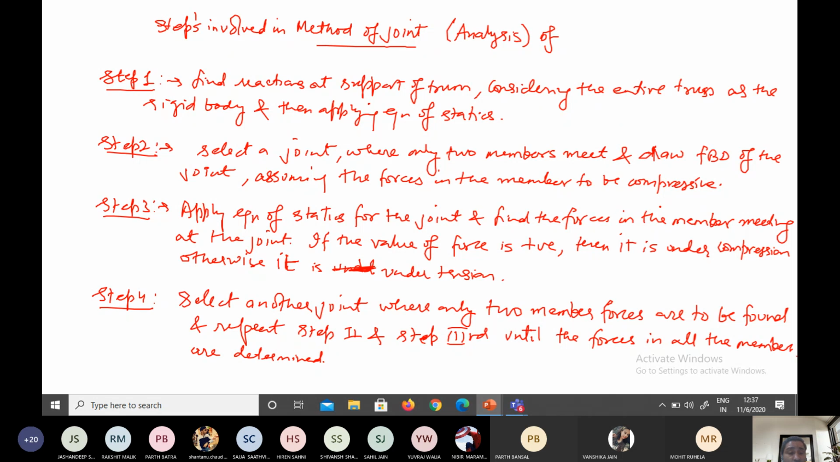Now step number four: select another joint where only two member forces are to be found, and repeat step number two and step number three until the forces in all the members are determined. So basically step number two and step number three are the more important steps. So I have explained all these steps. Now I will give you an example of how these steps can be applied in the method of joints.